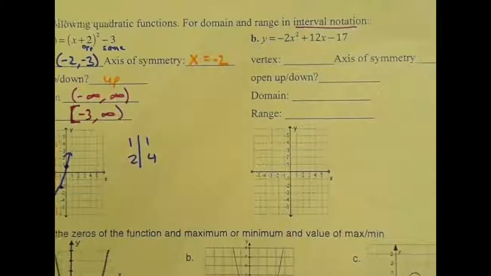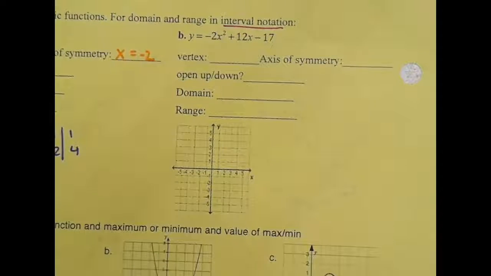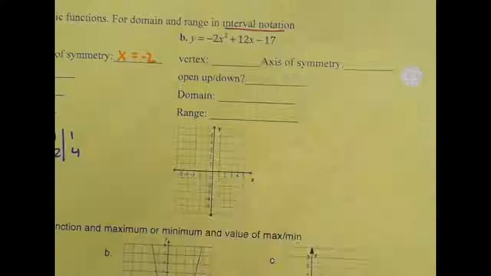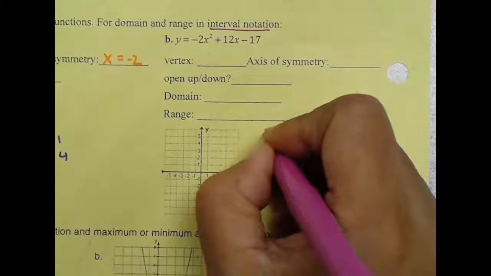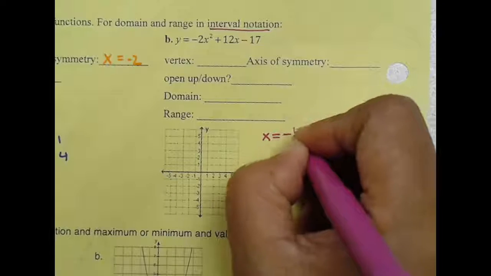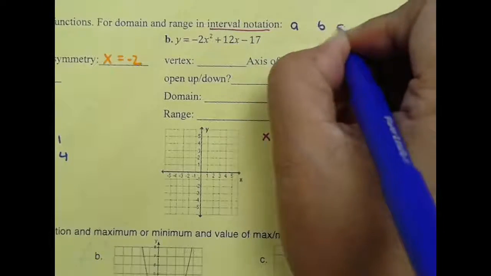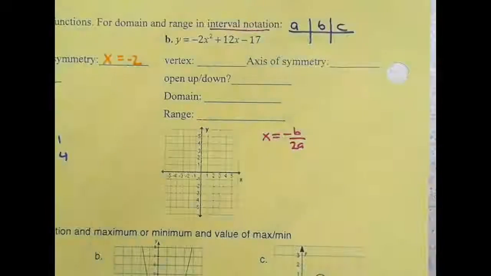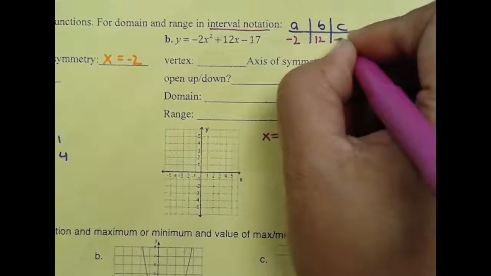All right, the next one right here is not as easy to find the vertex because you can't just go opposite, same. This is in standard form. So to do that, we're going to have to use a formula. The formula is x equals negative b over 2a. And let's do the ABC chart here so we can figure out what our values for a, b, and c are. A is negative 2, B is 12, and C is negative 17.